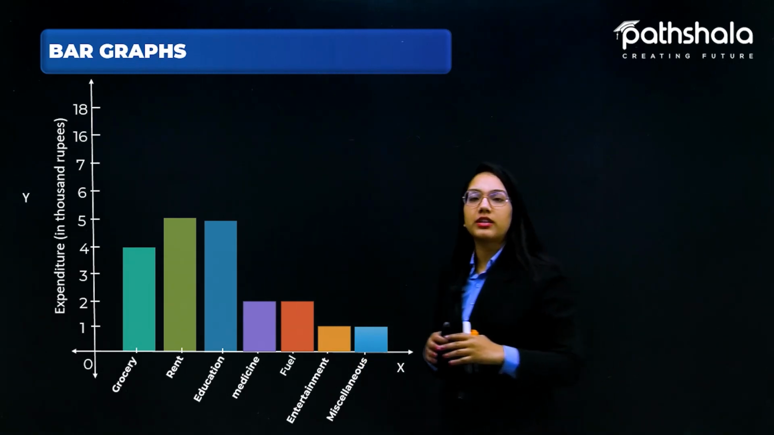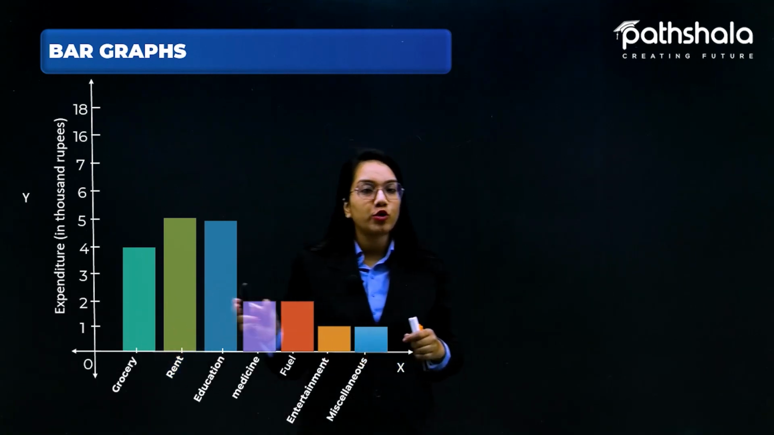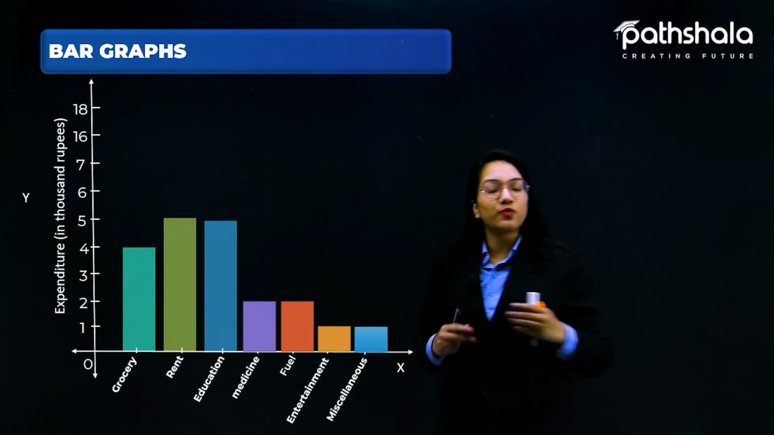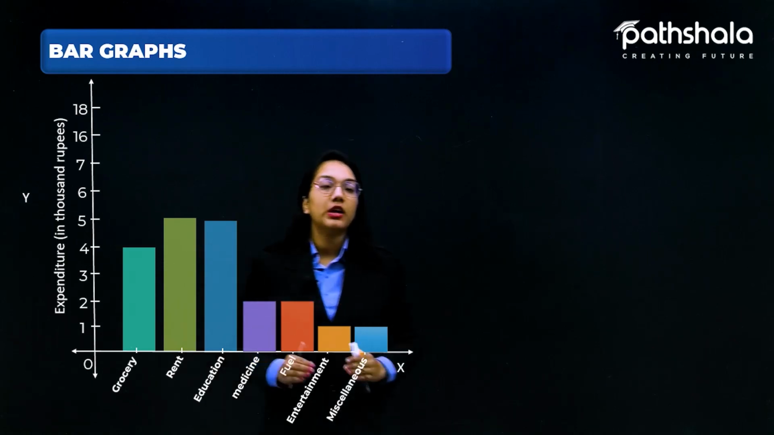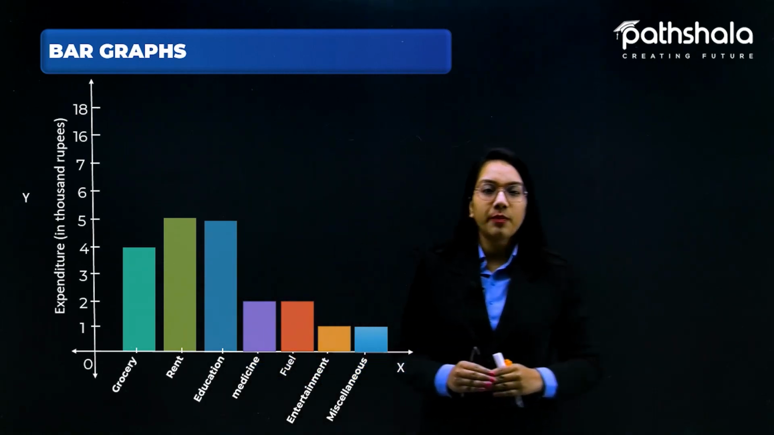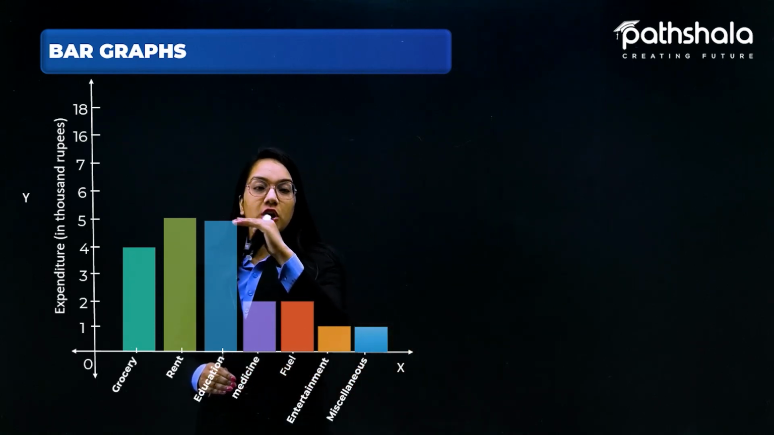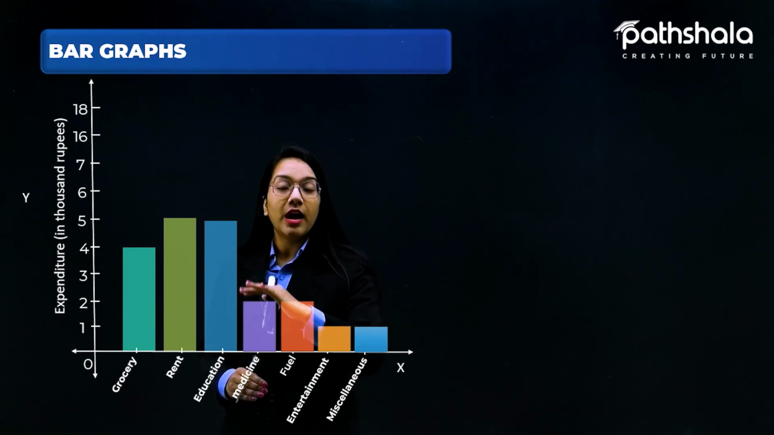Now you can see over here that there is equal spacing between them. We can also create a lot more space between them, or 1 unit of space between them as well. So I'm forming them in such a manner that all have equal spacing. Furthermore, the expenditure of the education is more than double that of the medicine, and so on.